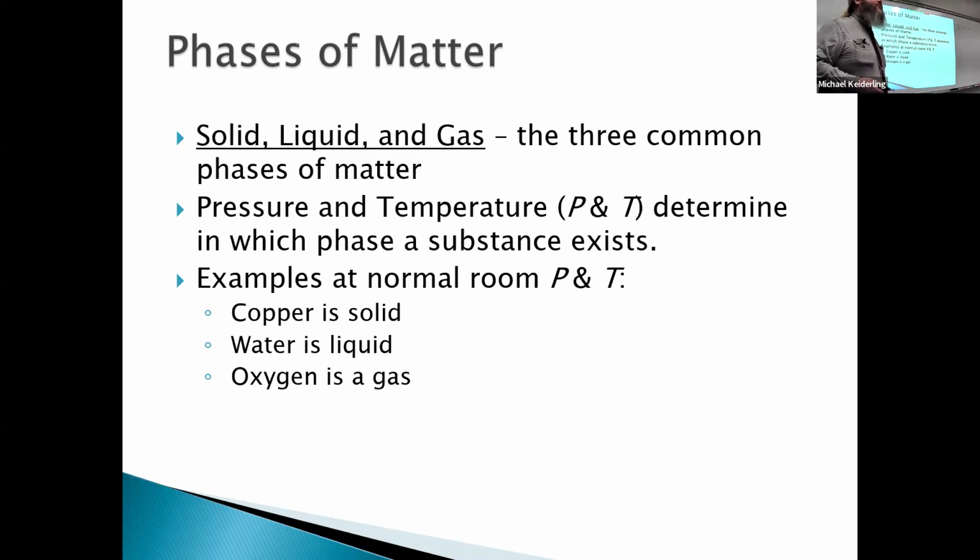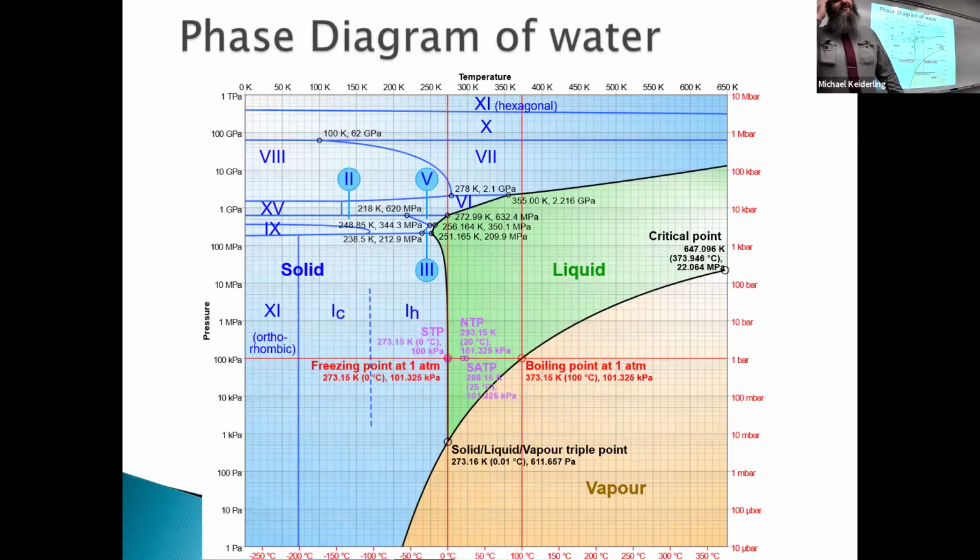If you want to cause something to go from one phase to another, you can change the pressure or the temperature. Generally, as you warm things up, things will go from solid to liquid to gas, though sometimes they'll skip liquid. And as you increase pressure, things will go from gas to liquid to solid. Though again, it can vary depending on the particular pressure you have. So here is a phase diagram. This shows what happens for all phases of a substance, at all pressures and temperatures.